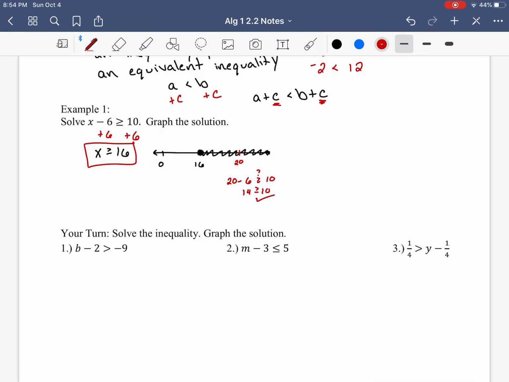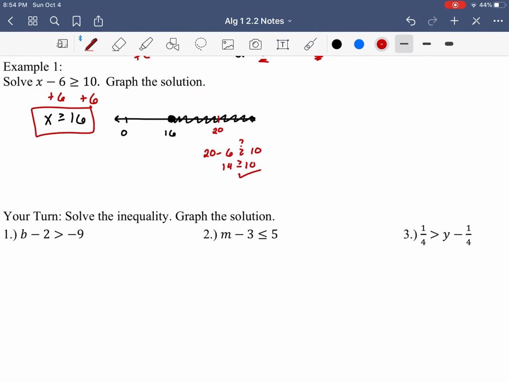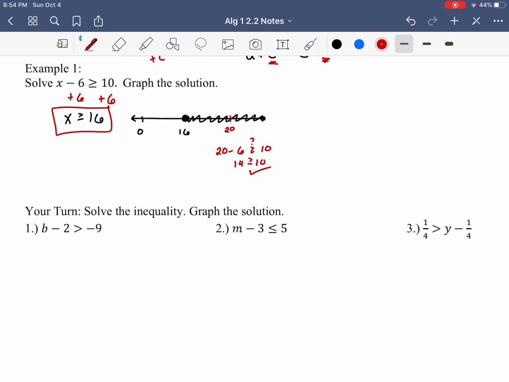Okay, we're going to do practice a little differently. I want you to do these 3 your turn problems. So do these 3 problems, and you're going to be turning them in as part of your practice for this section. So do those 3. Okay, so pause the video, do those 3.